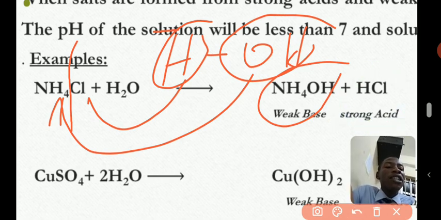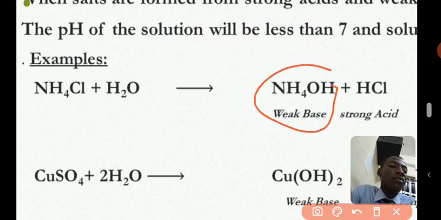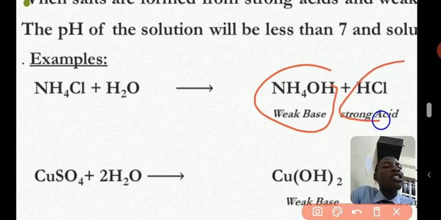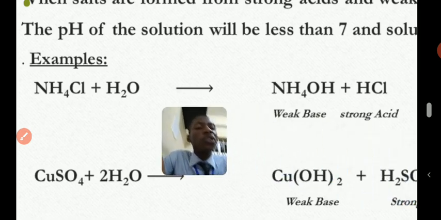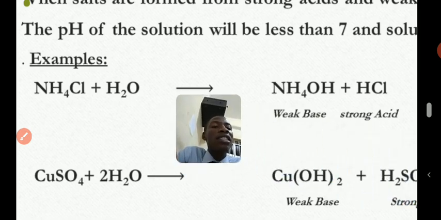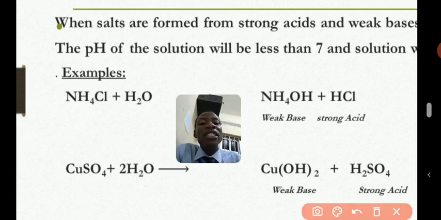Now, you observe that NH4OH is a weak alkali, while HCl is a strong acid. So the overall reaction will be acidic in nature. That is one example. Let's see another example.